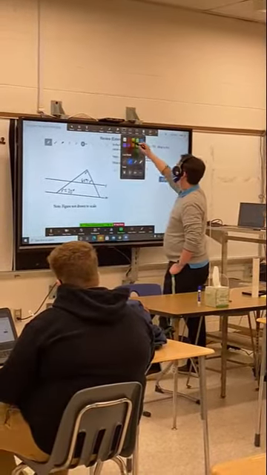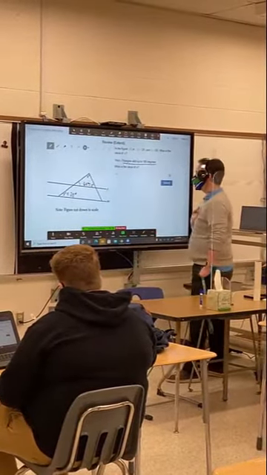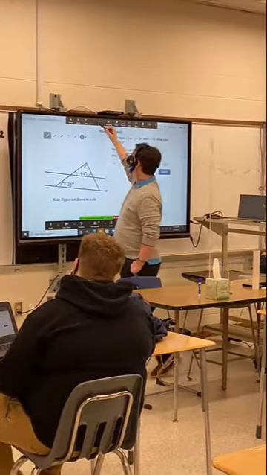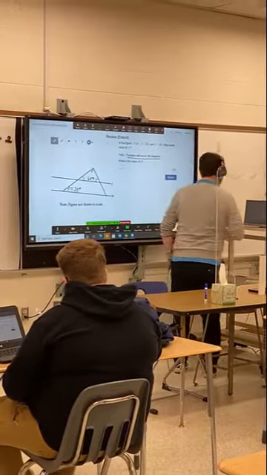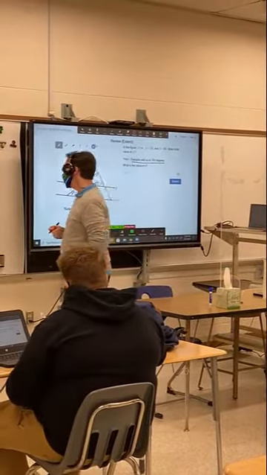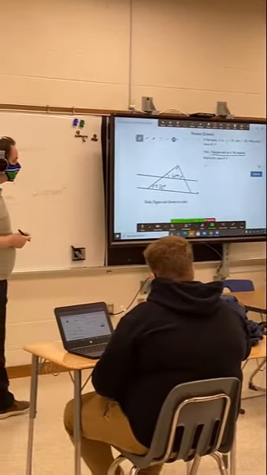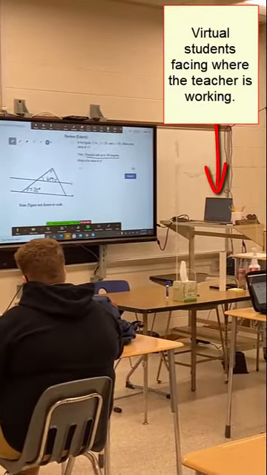How are we going to figure out this angle right here? That's the one we're missing. Any thoughts on how we would do that? Anybody see any parallel lines, any transversals, anything at all? Anybody at home? Or anybody here in class? What do you guys see? What do you think that angle is going to be equal to? Any guesses?